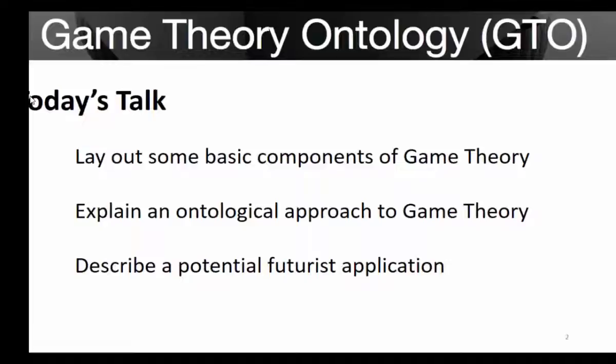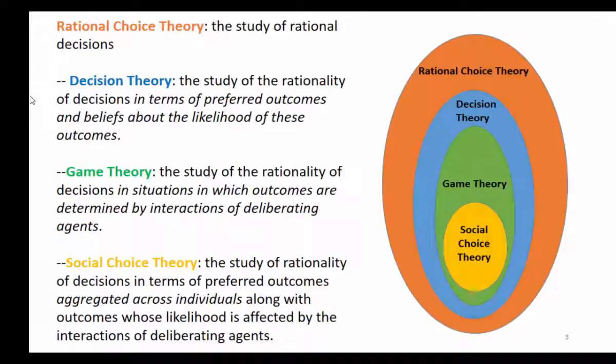So I want to lay out some basic components of game theory. I want to explain an ontological approach to game theory, and I want to describe a potential application that I see for this. So decision theory falls into a group of theories associated with rational choice theory. Decision theory studies rational choices in terms of preferred outcomes and beliefs about the likelihood of these outcomes, and game theory is interested in that when those outcomes are determined by the interactions of deliberating agents. Of all of these, game theory seemed like a good place to start. Social choice theory, which is about those outcomes and the likelihoods over groups of interacting agents, seemed like it would be easy to get at if we could do game theory right.